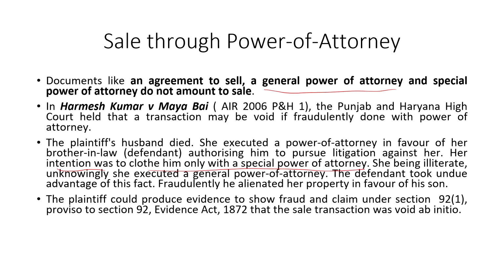She, being illiterate, unknowingly executed a general power of attorney. The defendant took undue advantage of this fact and fraudulently alienated her property in favor of his son. Okay, because a general power of attorney gives the power to transfer or sell the property, but the general power of attorney itself is not a sale.